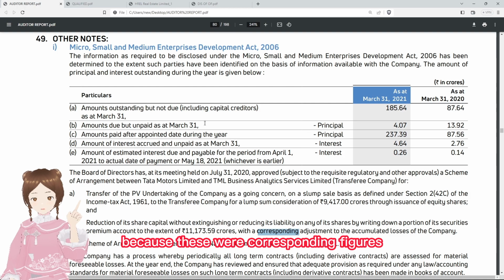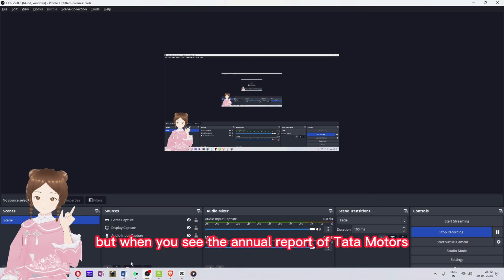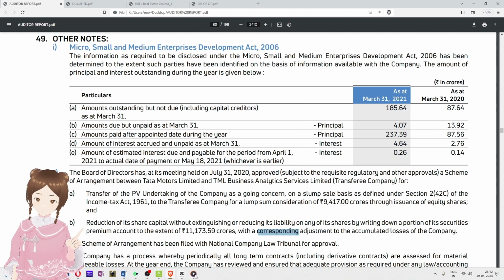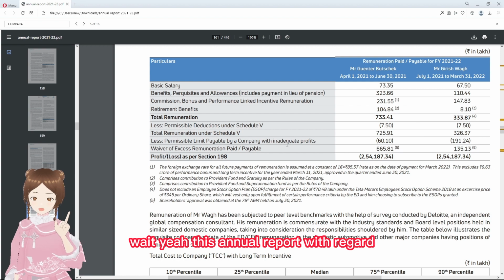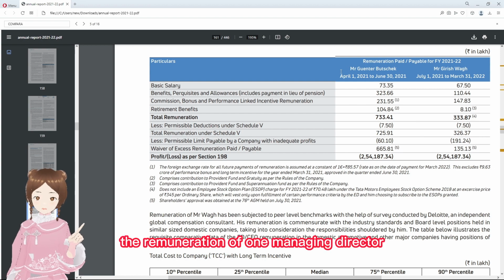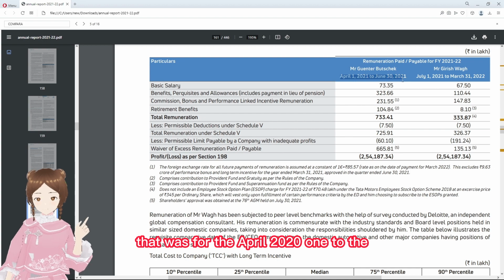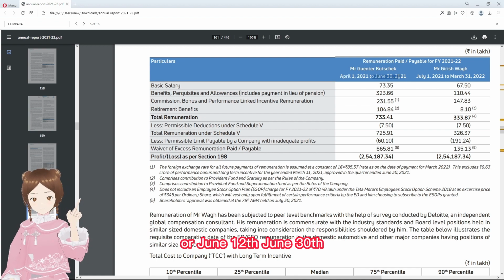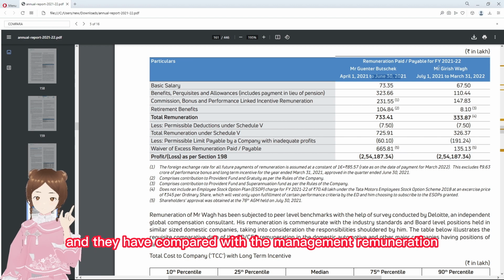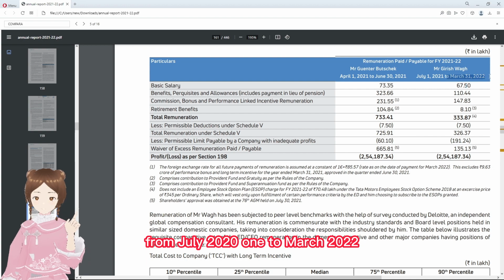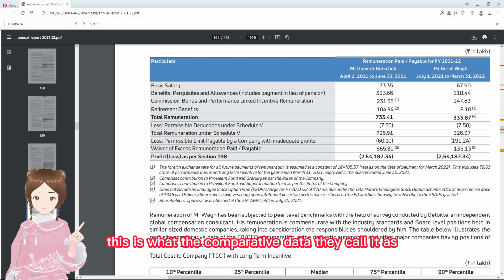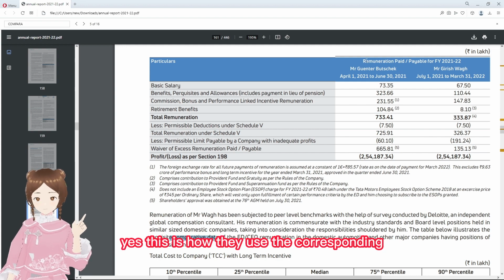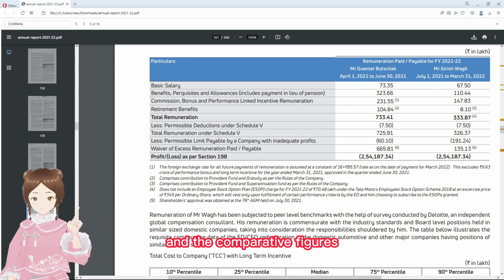These were corresponding figures. But when you see the annual report of Tata Motors, they have compared the remuneration of one managing director, that is for April 2021 to June 30th, and they have compared it with the managerial remuneration from July 2021 to March 2022. That is of similar kinds of time periods. This is what they call comparative data. Yes, this is how they use the corresponding and the comparative figures.